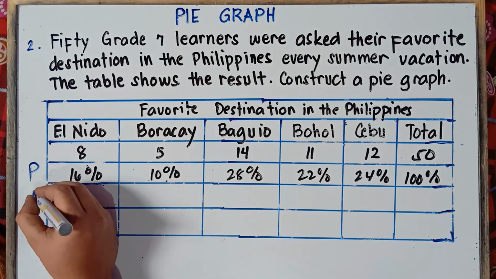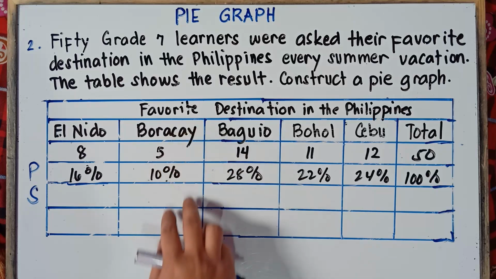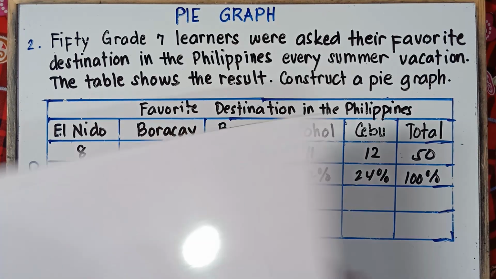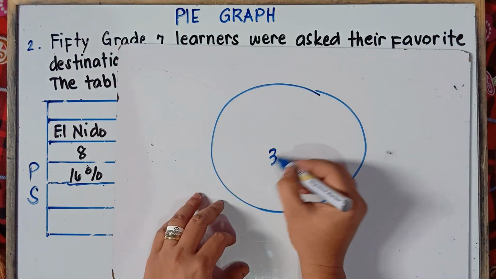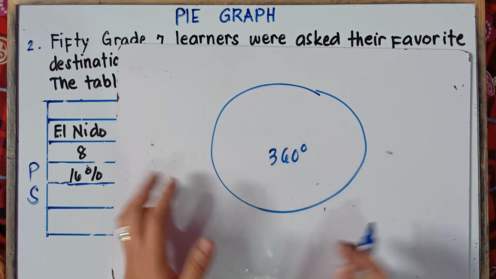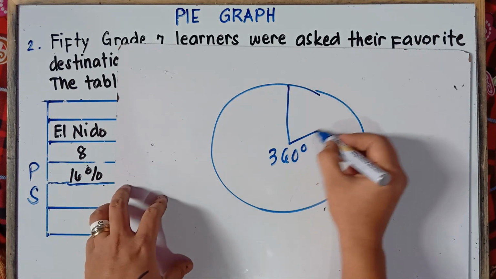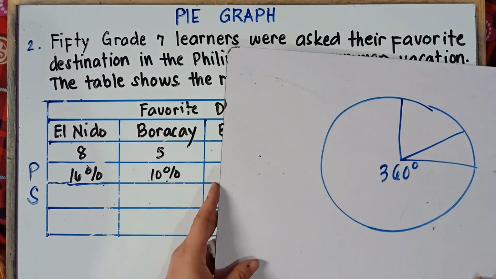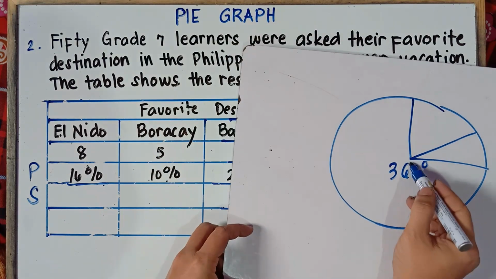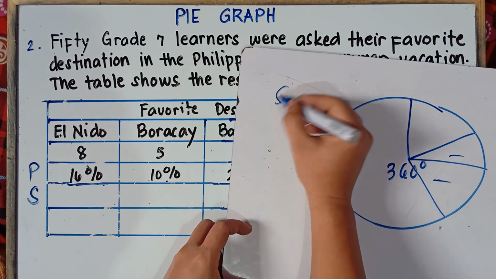Alright, and the next step, class, will be our solution, because we need to find the sector or the slice for our angle. For El Nido, what will be the degrees? For Boracay, what will be the degrees? Let me explain this one. For our circle, the angle is 360 degrees. So we need to have the sector. For El Nido, what will be the pie slice? For example, this is El Nido, 16%. Then Boracay, let's have 10%, estimated, and for Baguio, 28%. So we need to find this pie slice or sector, class.